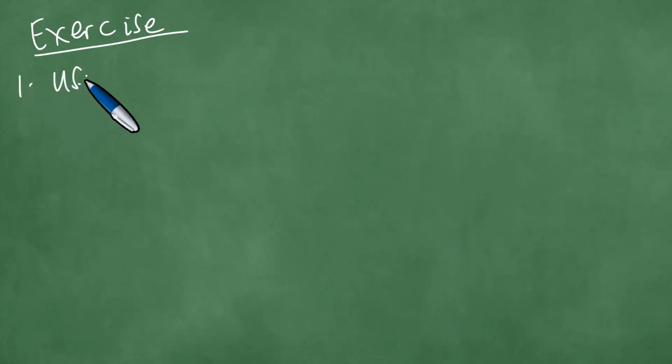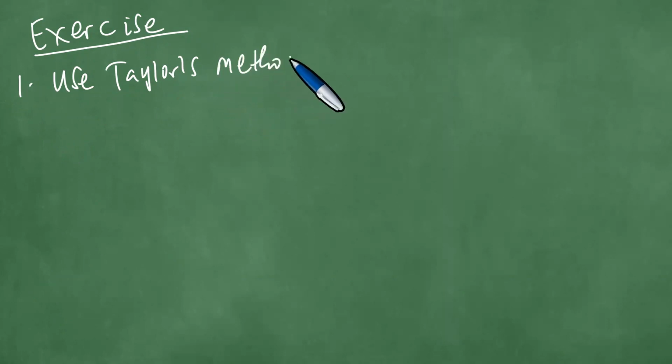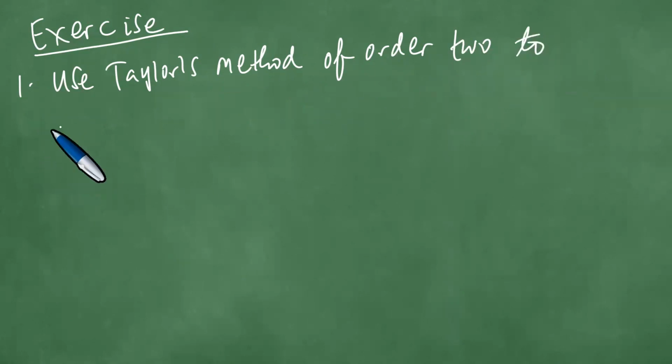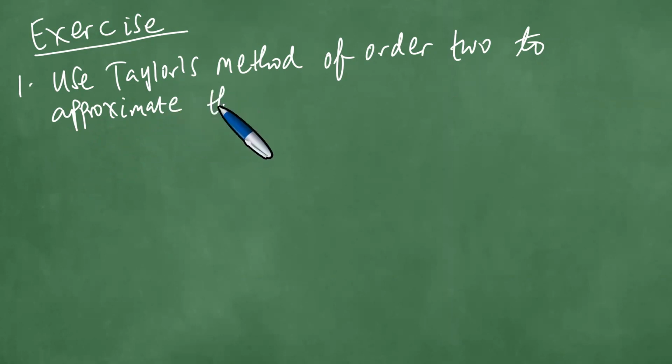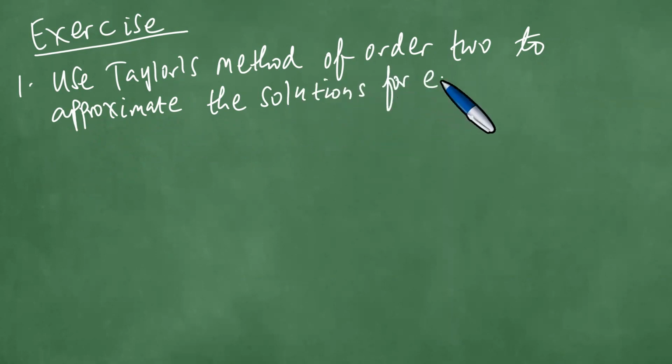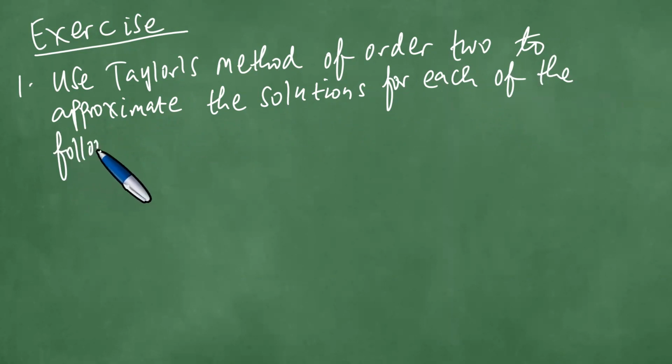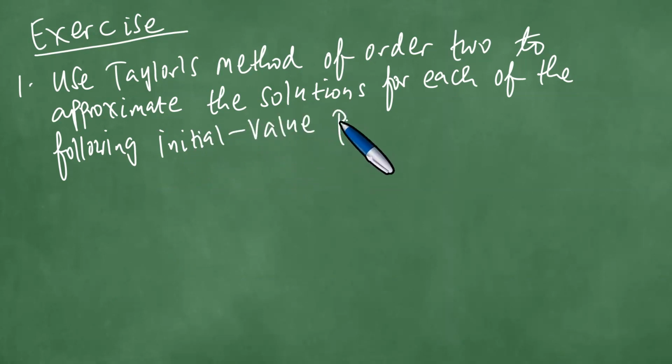Right, so use Taylor's method of order 2 to approximate the solutions for each of the following initial value problems.